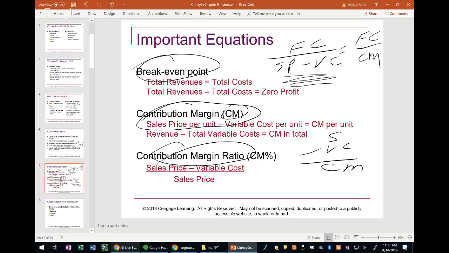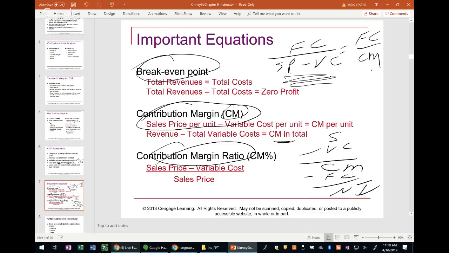Now, revenue minus total variable cost is equal to contribution margin in total. That's what I've got here. Revenue minus variable cost is contribution margin. Then we take out fixed cost, and we get net income, or 0 if we break even. All right, your contribution margin ratio is your sales price minus your variable cost over the sales price.